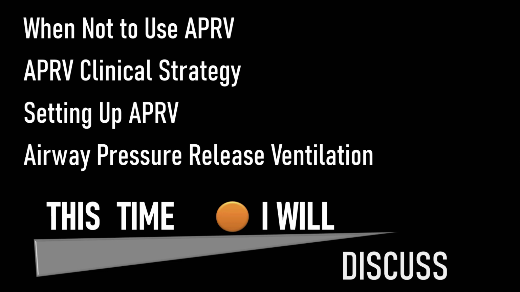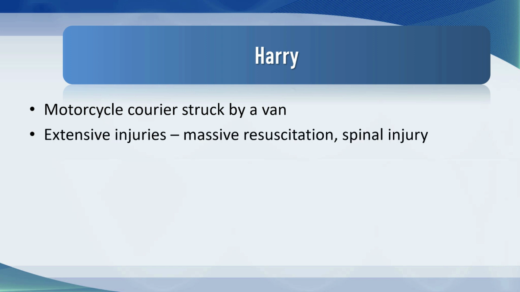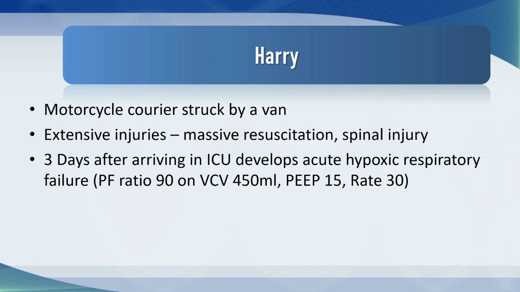Let's start with a clinical scenario. You're in trauma ICU and you see Harry. Harry is a motorcycle courier who was struck by a van, and he has extensive injuries and had a massive resuscitation that included a spinal injury. So he's being log rolled. 3 days after arriving in the ICU, that's 3 days after this big resuscitation, he starts to develop acute hypoxic respiratory failure. And at this point in time, his PF ratio is 90.